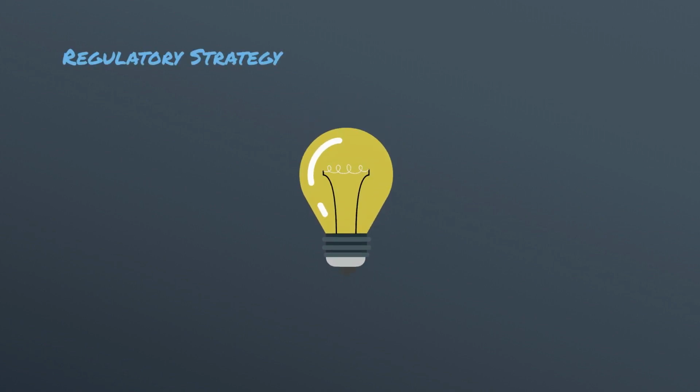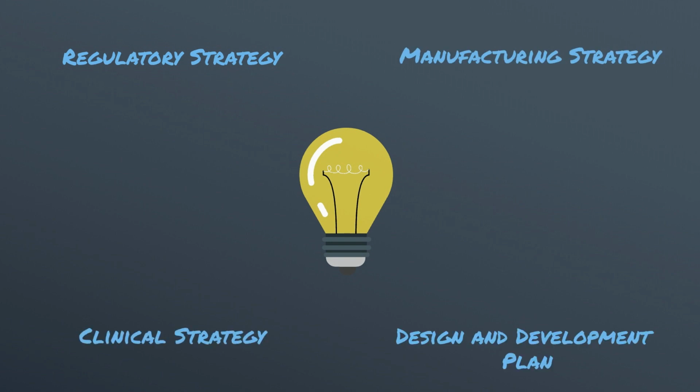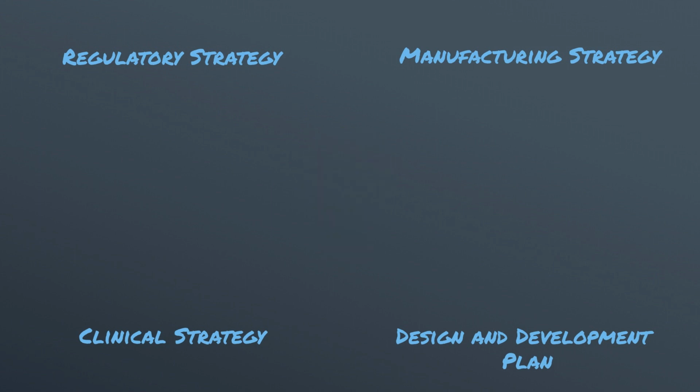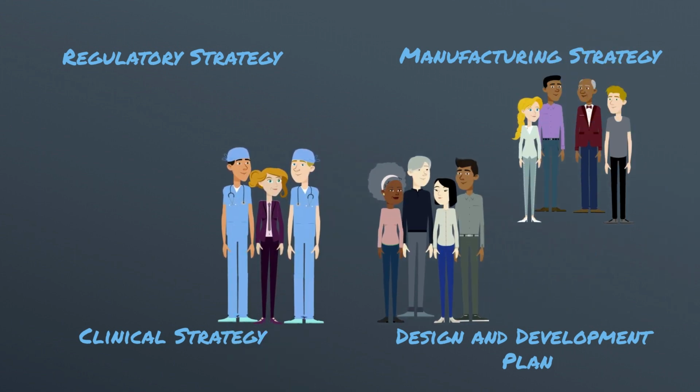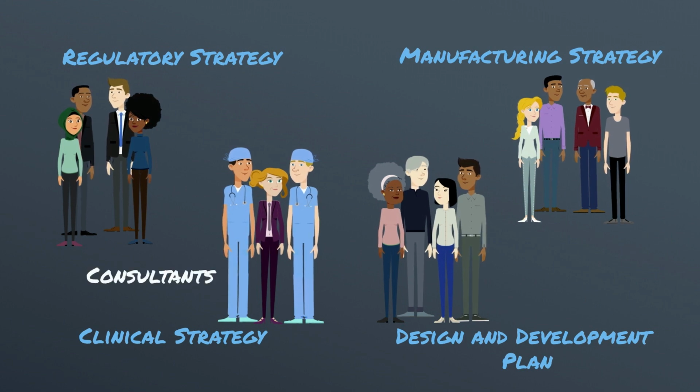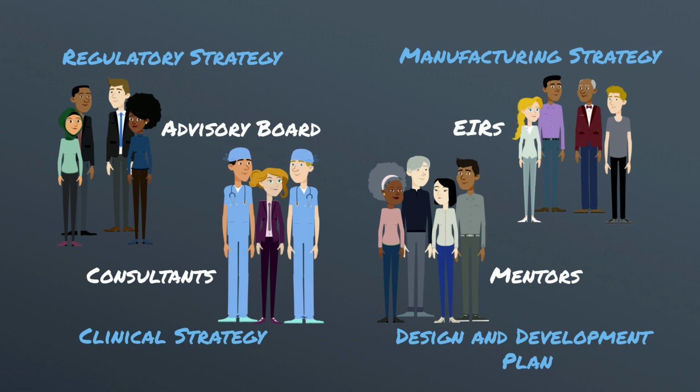How do you know where your product fits into all of these schemes? And how do you know what clinical studies you need to do? Well, you need to create a regulatory strategy, a manufacturing strategy, a clinical strategy, and a development plan. And to do this, it's best if you go out and find people who are experienced in doing this. So find consultants, find mentors, find EIRs from the incubators that you're in, or create an advisory board of people that can help you to create these different strategies.